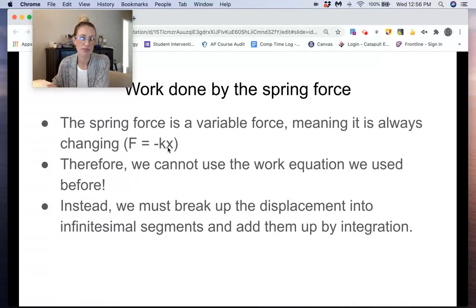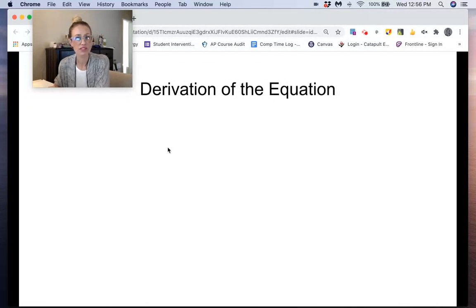So instead, we have to break up the displacement into infinitesimal segments and add them up by integration. So we're just going to integrate this force with respect to position in order to find an equation for the work done by the spring force. So let's derive that. We know that work is equal to the integral of force as it changes with displacement.